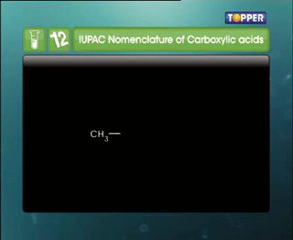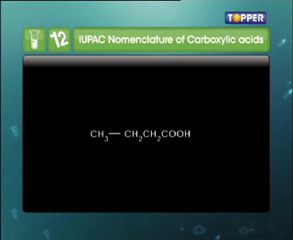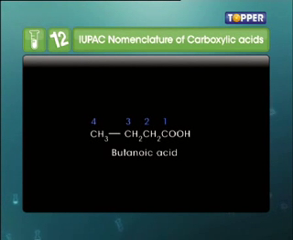Let us understand this with an example. CH3, CH2, CH2, COOH has the longest carbon chain of 4 atoms. Take a look at the numbering on your screen. Since it is an acid containing 4 carbon atoms, it is called butanoic acid.